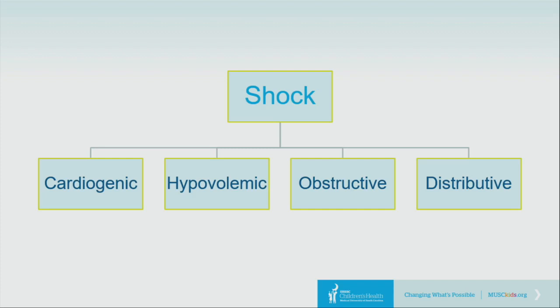You can have obstructive shock from a tension pneumothorax, from a pulmonary embolus, or cardiac tamponade, or you could have distributive shock, and that could either be in the form of sepsis, or another fairly unique scenario that we sometimes see is the older adolescent who goes to get a ventricular assist device and comes back in a profoundly vasodilated state. So they've got adequate cardiac output, but the systemic vascular resistance is quite low.